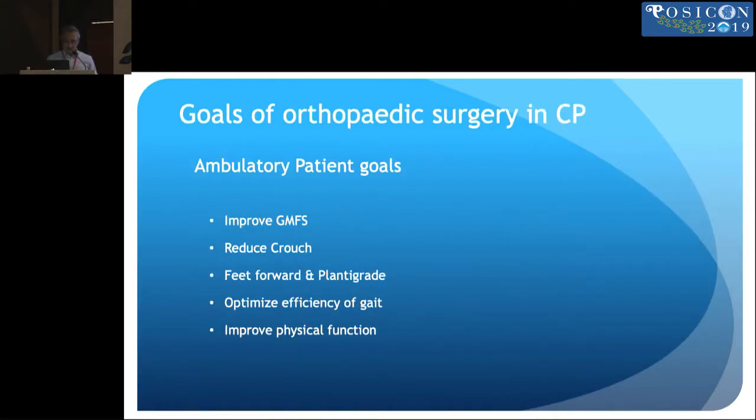Now, what are the goals in an ambulatory patient? One is you have to try to improve the gross motor function. You try to reduce the crouch. You want the feet forward and plantigrade. You want to optimize efficiency of gait and improve physical function. This is your wish list.